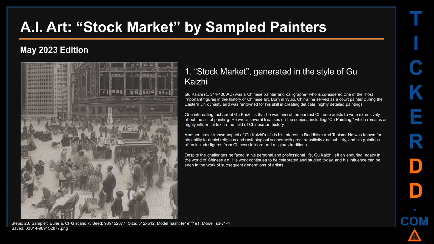We wanted to be more entertaining, so here are some arts that were generated by artificial intelligence. In this initial installation, we asked a deep learning model, that had been trained with over 5 billion images, to paint an image of the literal term, stock market, by using the style of specific well-known artists. Here is Stock Market, generated in the style of Gu Kaizi.